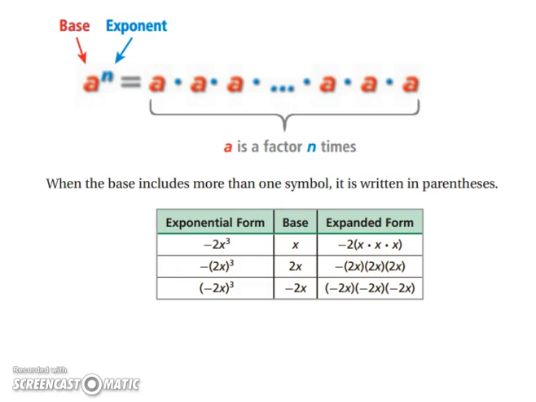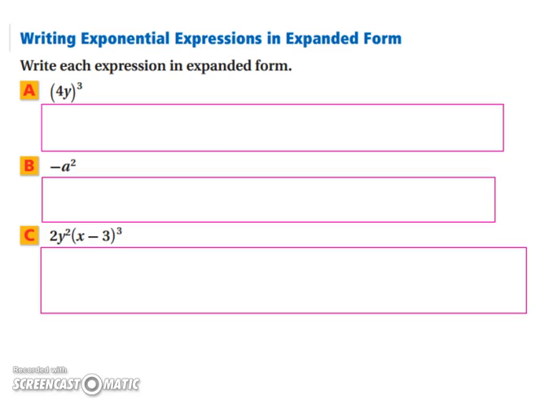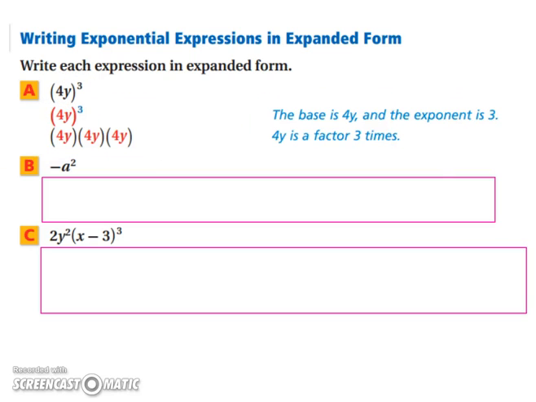All right, let's practice. Write each expression in expanded form. For our first example, we have 4y. The 4y is in parentheses, so our base is 4y, and that's going to be a factor 3 times. So in expanded form, we would have 4y times 4y times 4y.